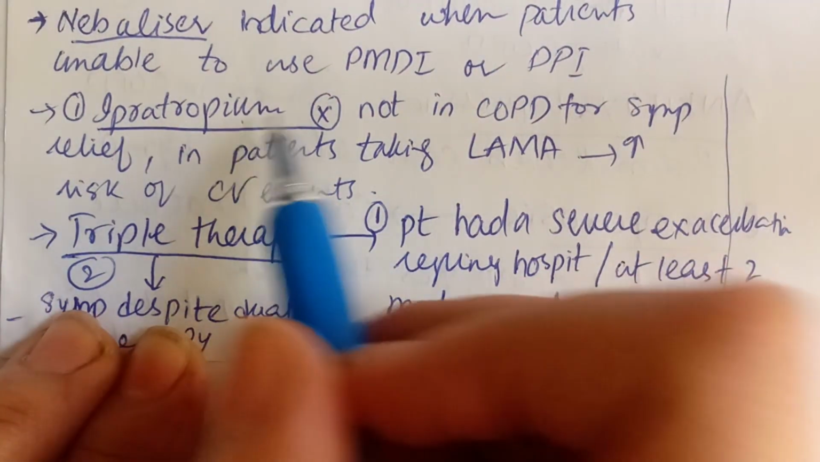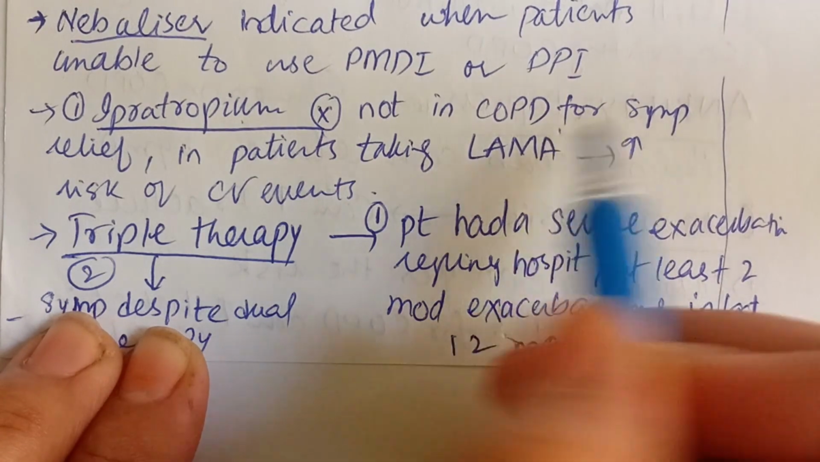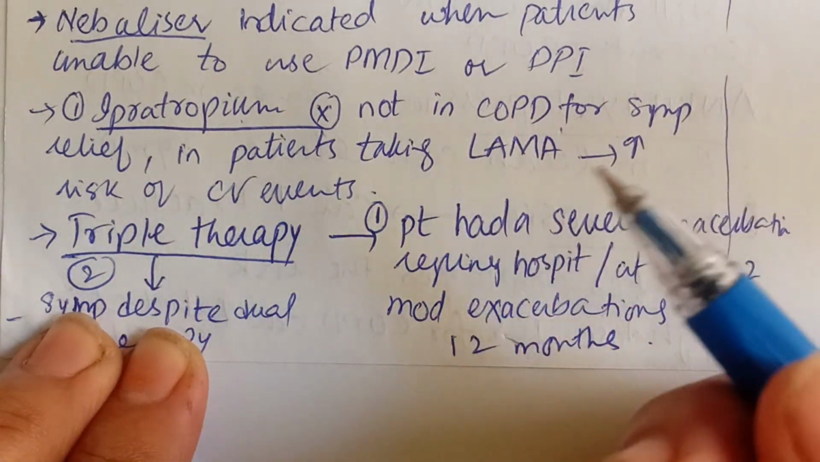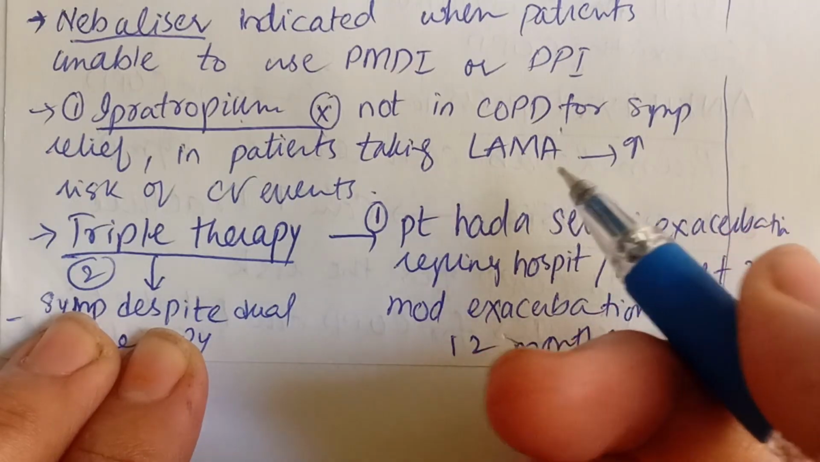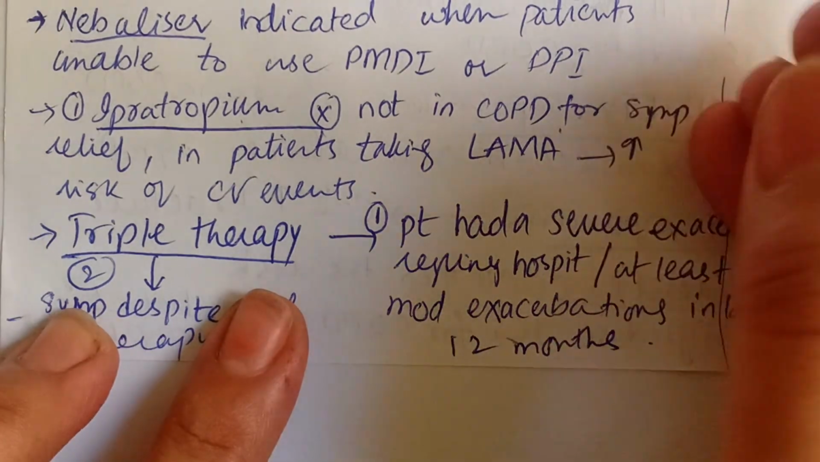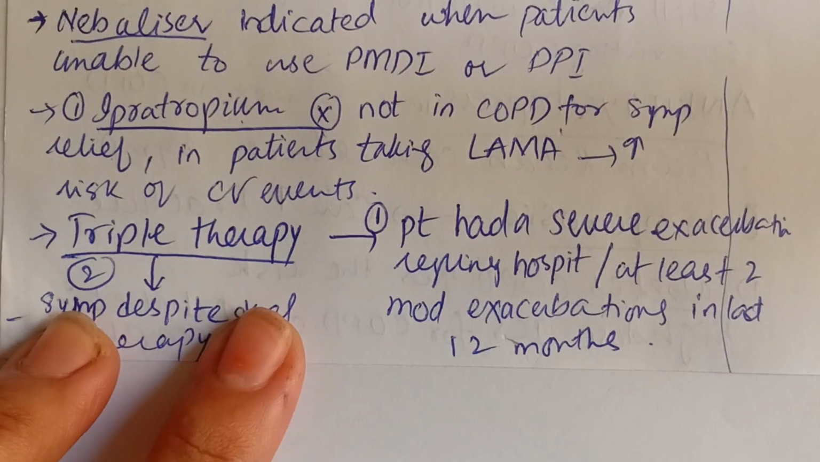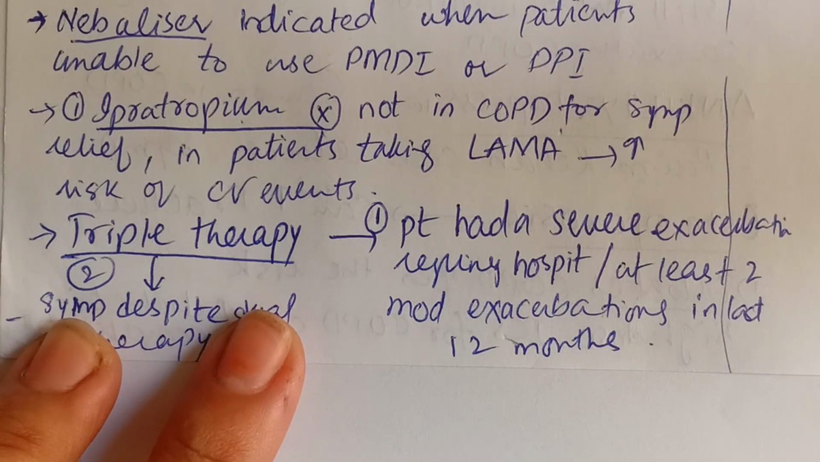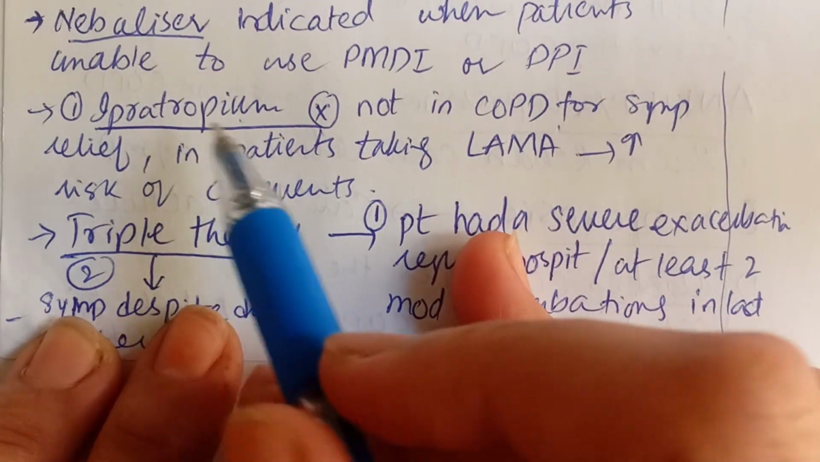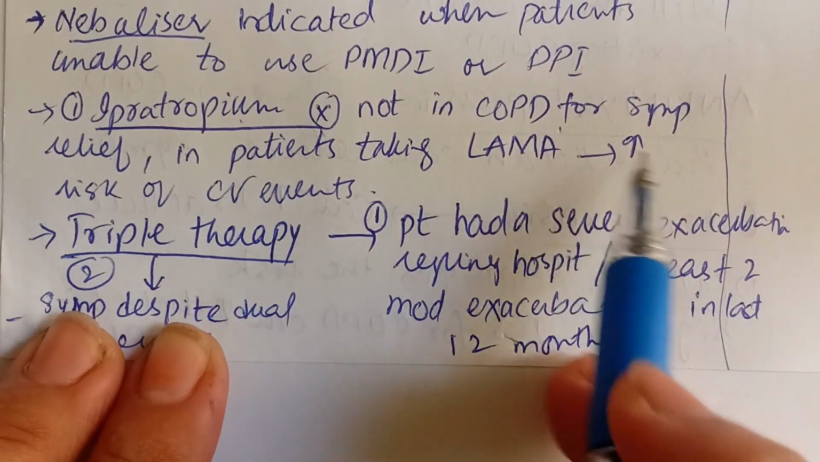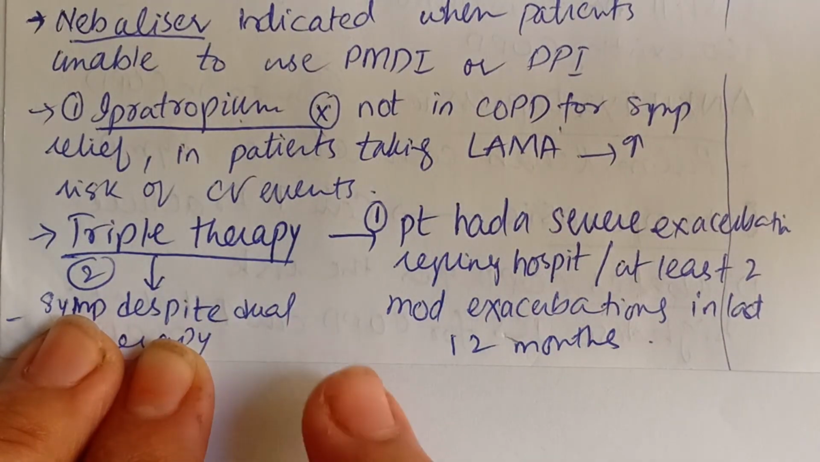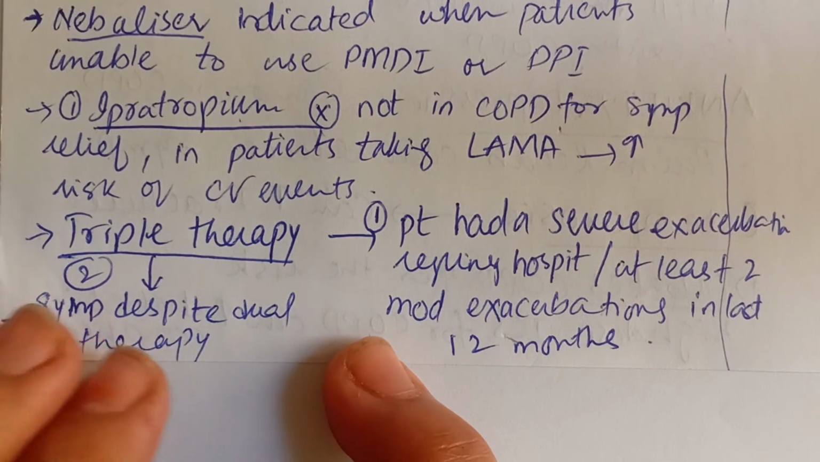But ipratropium is contraindicated in COPD patients for symptomatic relief in patients who are taking LAMA. For example, if the patient is stable and he is on the therapy of LAMA and he gets an acute exacerbation. So in acute exacerbation, we are going to first administer the short-acting bronchodilator. That can be SABA or ipratropium. But ipratropium is contraindicated when the patient is on LAMA because it increases the risk of cardiovascular events, right?